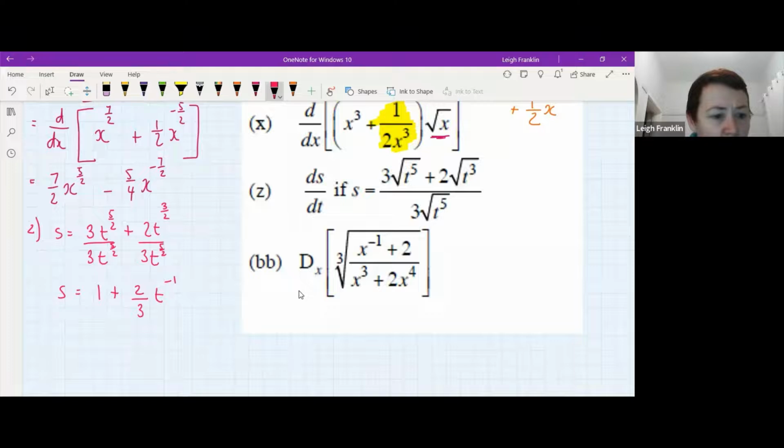Okay, and now when I differentiate s with respect to t, I'm going to end up with 0 because 1 would become 0. Negative 1 times positive 2 over 3 would give me negative 2 over 3 t to the power of negative 2.